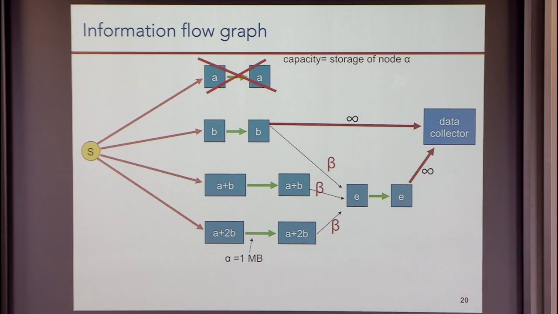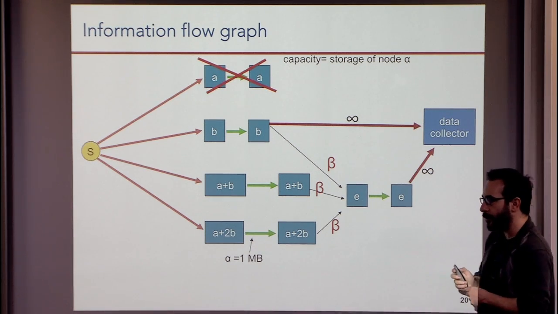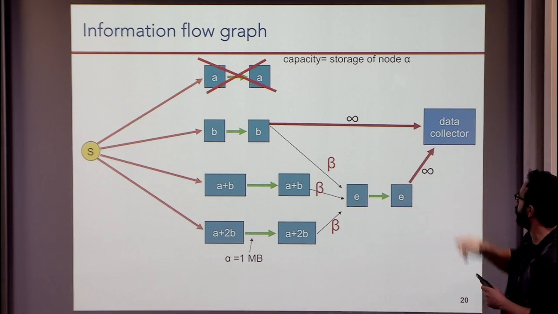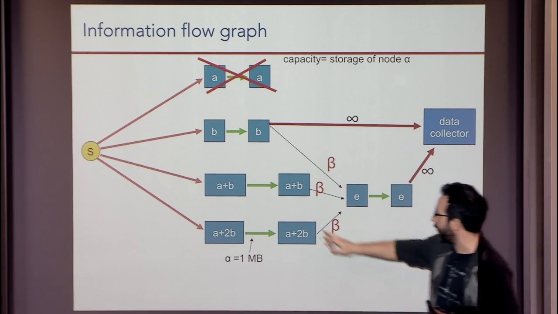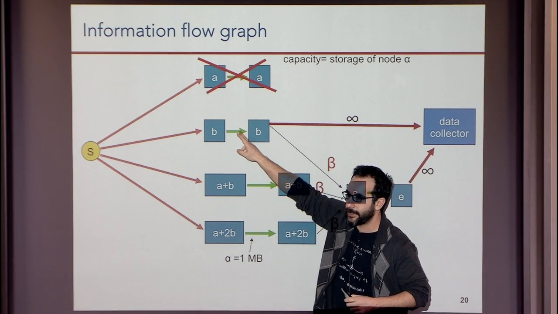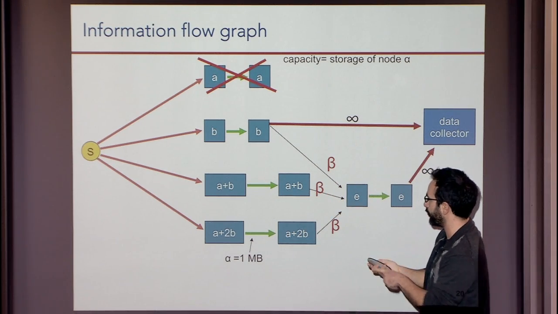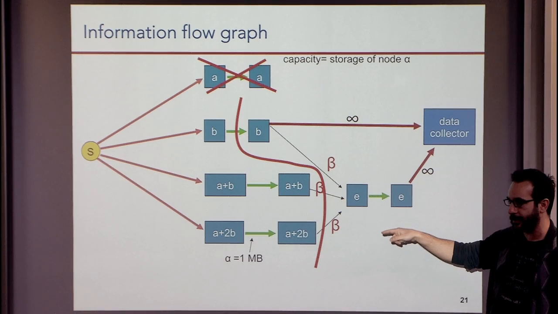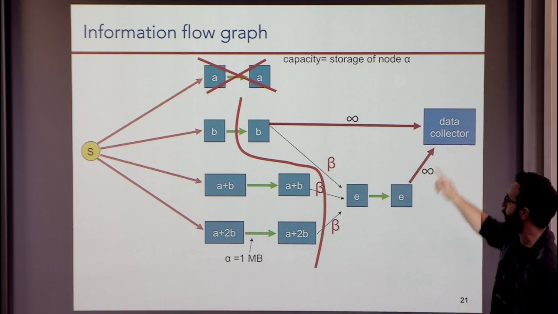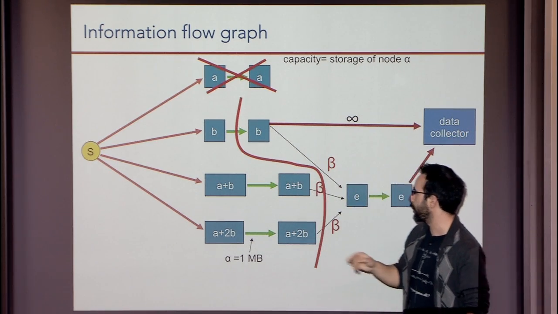So this is the argument. Is this clear? Okay. So now I'm going to find a cut that separates the source from this data collector, and I'm going to cut this edge. The capacity of this edge is 1 symbol, and I'm going to cut these two. First of all, you see that this is a cut. There's no way to travel from the source to this data collector without going through these 3 edges.